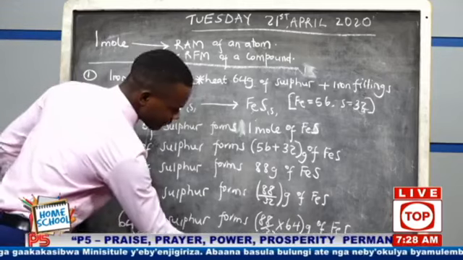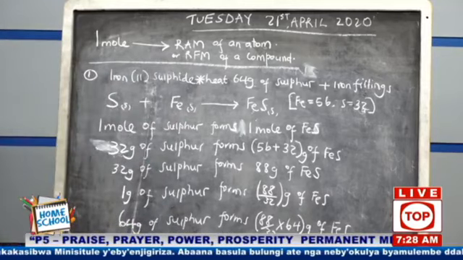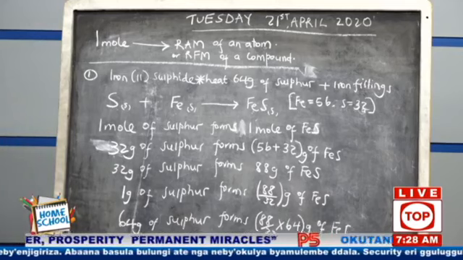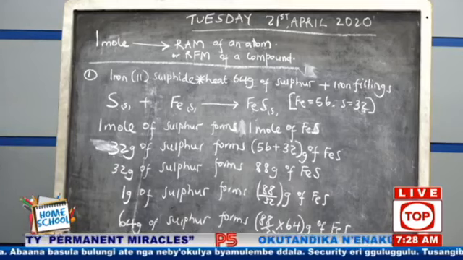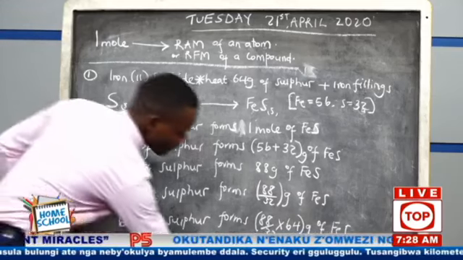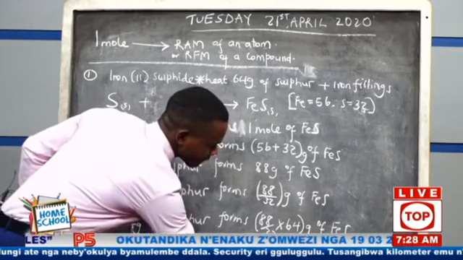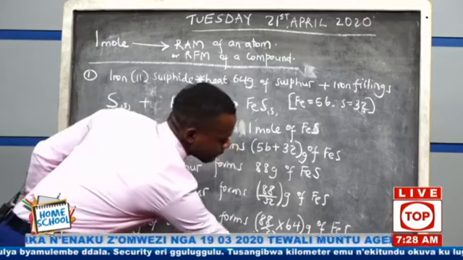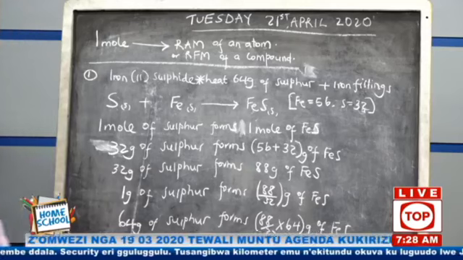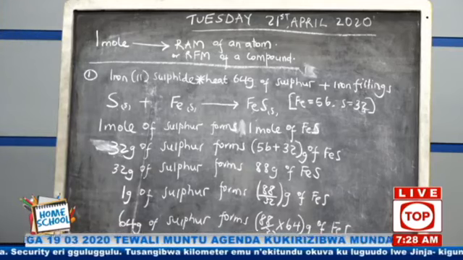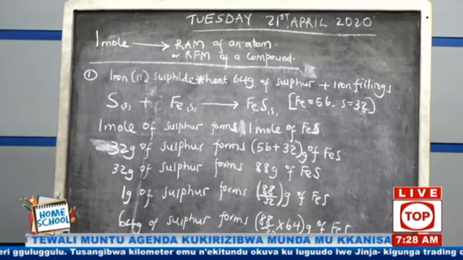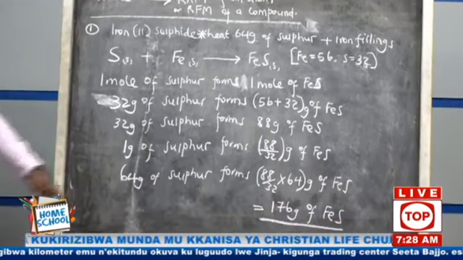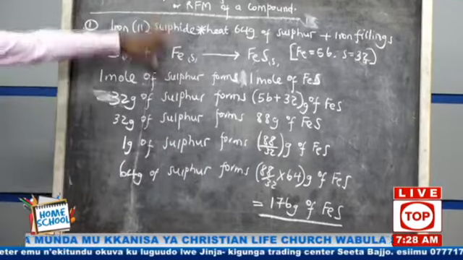Here we put in our calculator 88 divided by 32 times 64. What do we get? We get 176 grams of iron 2 sulfide. That is going to be our answer. And so these are the steps.